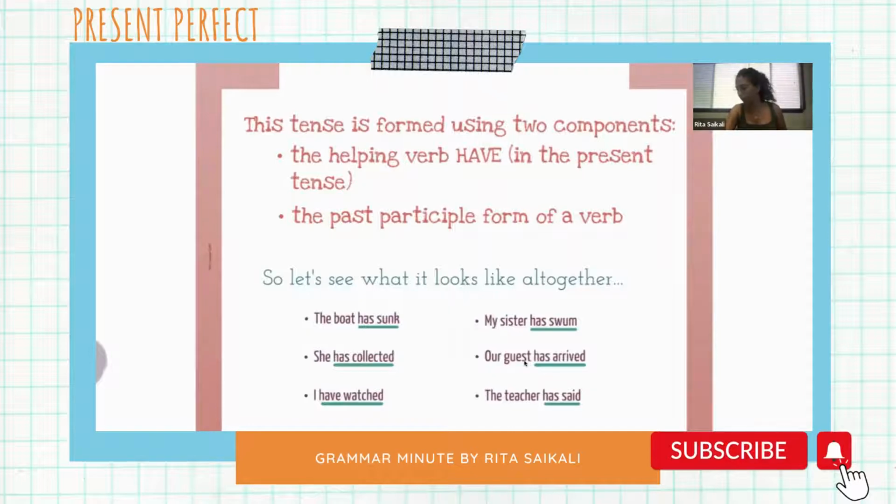It should be on your sink, yeah. So sink, sank, sunk. Yeah? It should be on here, I think. No, it's not. It's not on there. Okay. My sister has swum. Okay? My sister has swum.